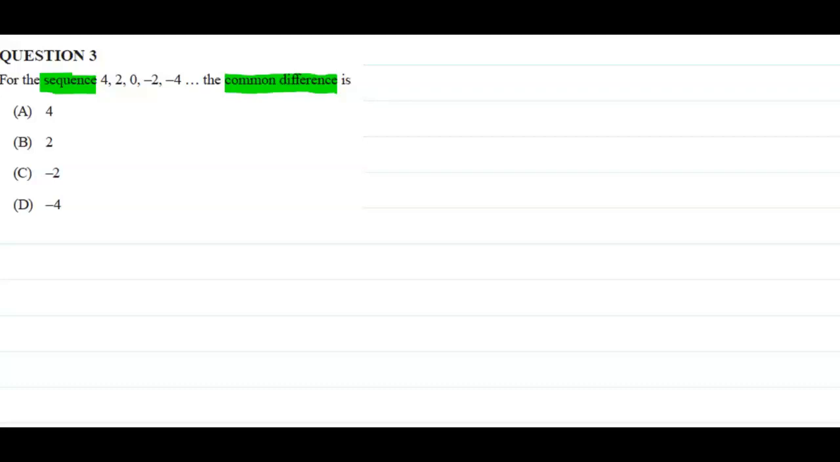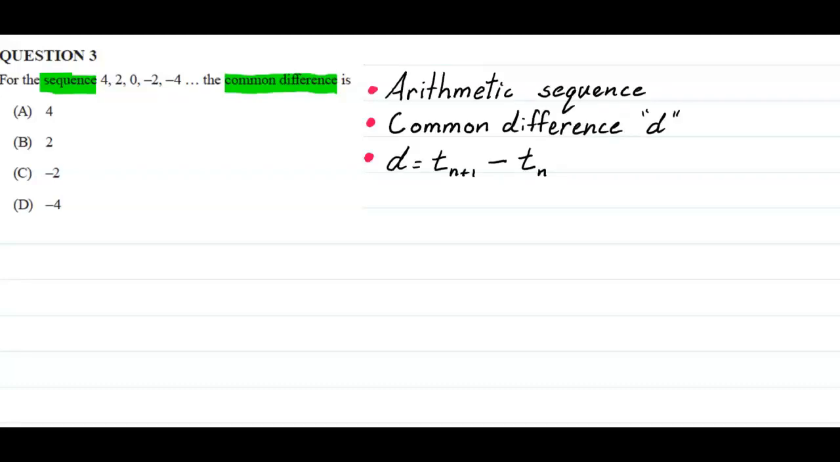Now, as this question talks about a common difference, we should understand that the sequence is going to be arithmetic, and there will be some common difference, D. Now, in order to find D, we have a little equation to make it more formal: Tn+1 minus Tn. But really, what that is saying is if I take any term and I subtract the previous term from it, I will find my common difference. So let's do that now. If I take the term 2 and I subtract the term before it, which is 4, we will find our common difference.